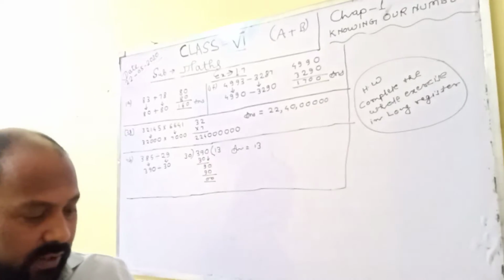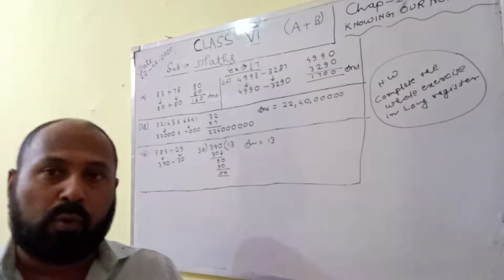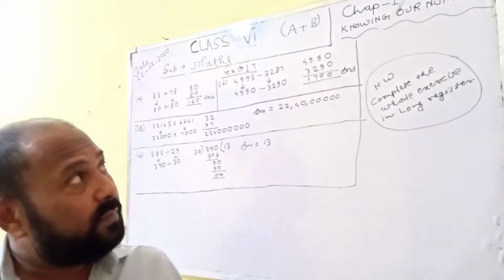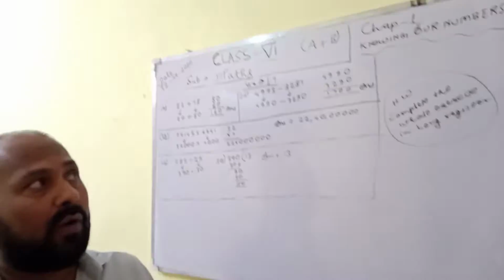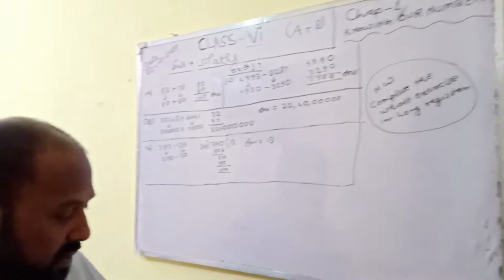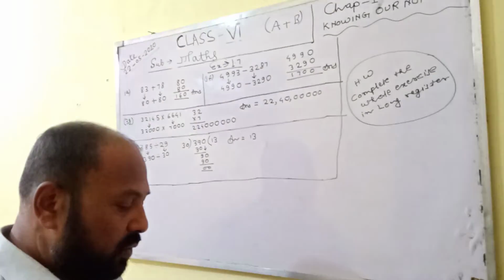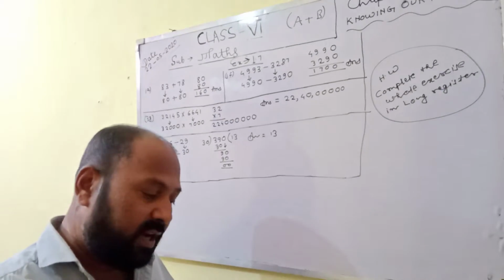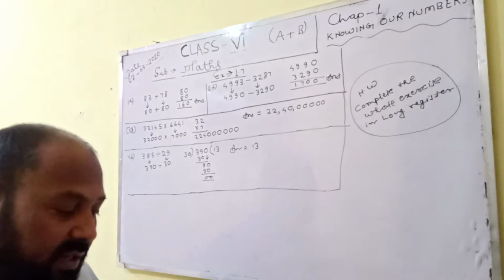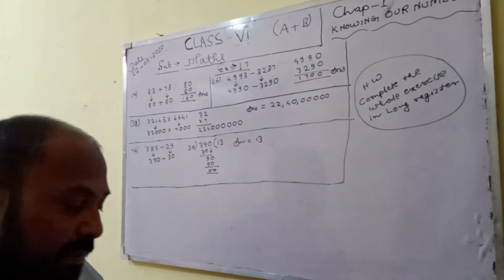Today I am going to start a new exercise, that is 1.7. Chapter 1, same chapter running on because this chapter is so long. Knowing our numbers is the name of the chapter. The first question, 1a, is: estimate by rounding off each number to the nearest tens. I will send the photo of this particular chapter.